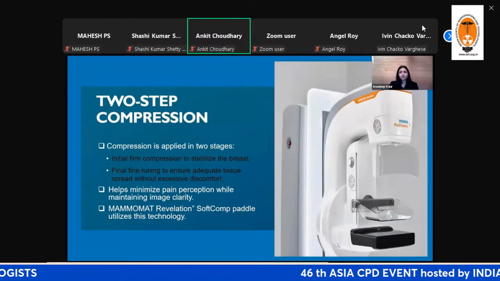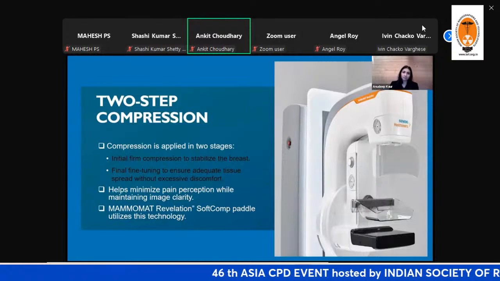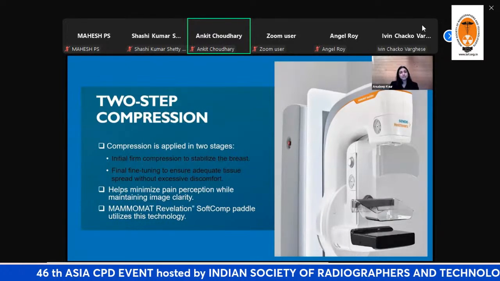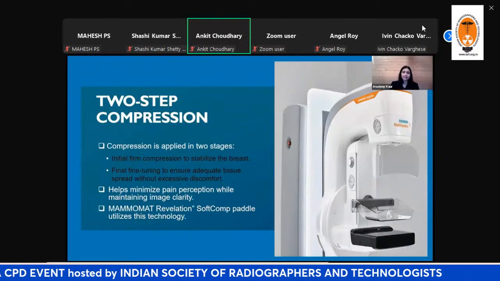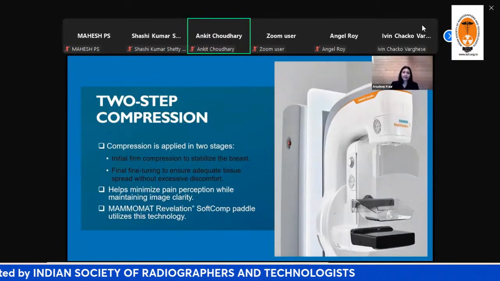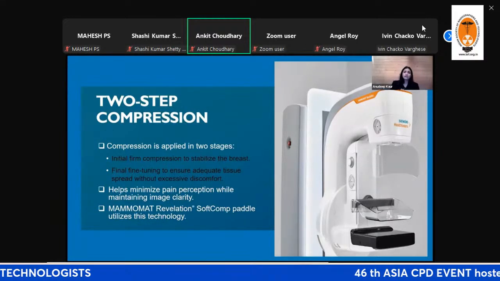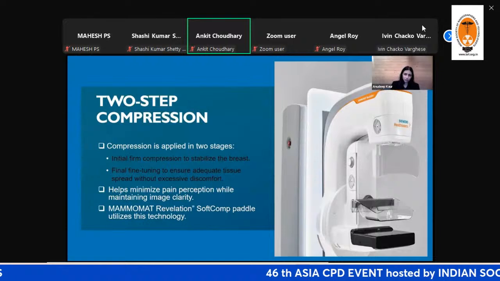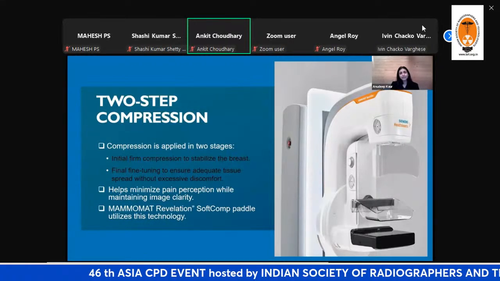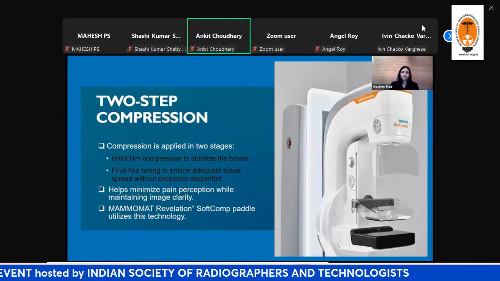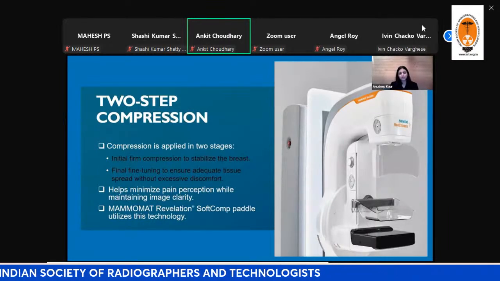Another procedure which is upcoming is the two-step compression. This is also gaining a lot of popularity. In this compression technique, initially we apply a full compression, or firm compression, to the breast, and later, for the second stage, the compression is slowly given so that the patient can decide when and where to stop, and we can evaluate how much compression needs to be given. So this is called a two-step compression.